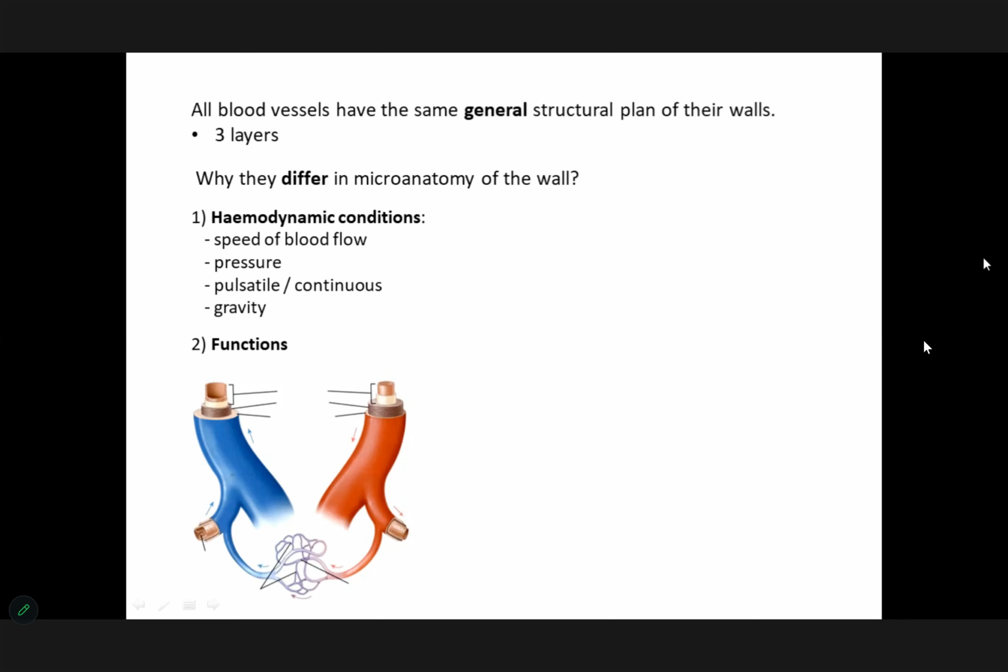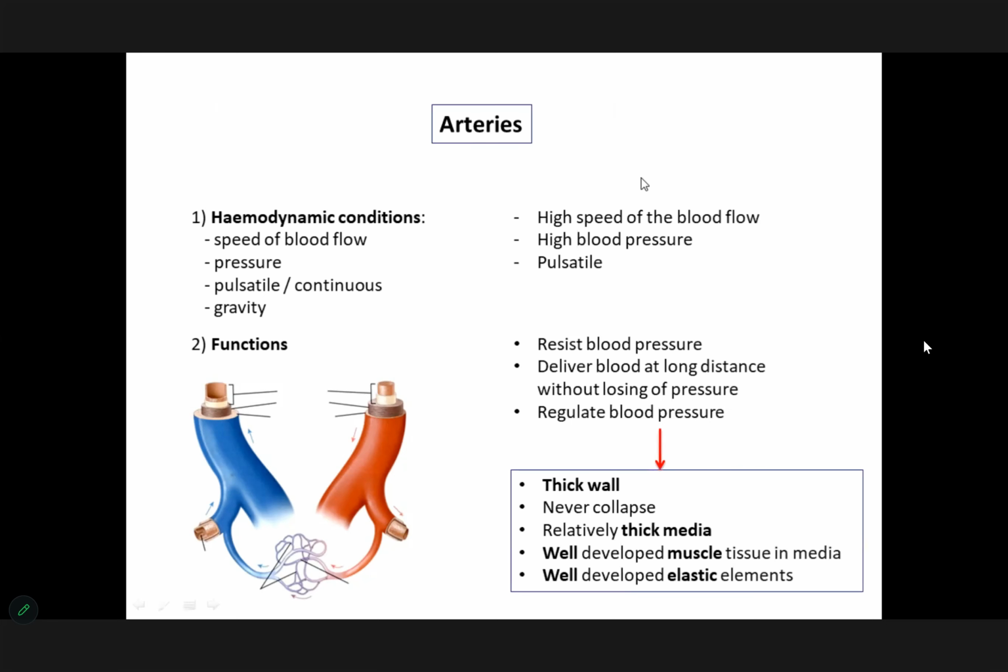Let's look at different types of vessels in this sense. For example, arteries. What hemodynamic conditions do we have in arteries? We have high speed of blood flow, pressure is also high because the blood comes from the heart, and also the flow is pulsatile because of the heart.